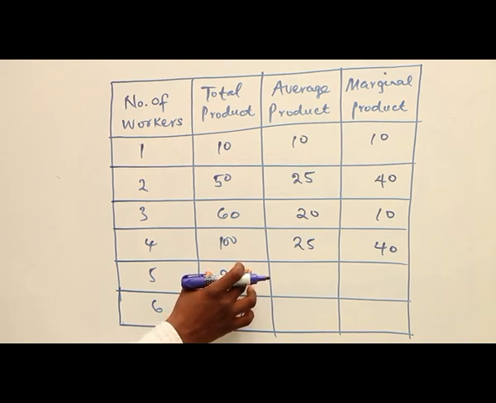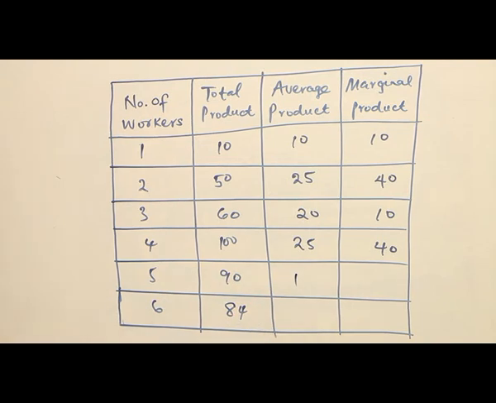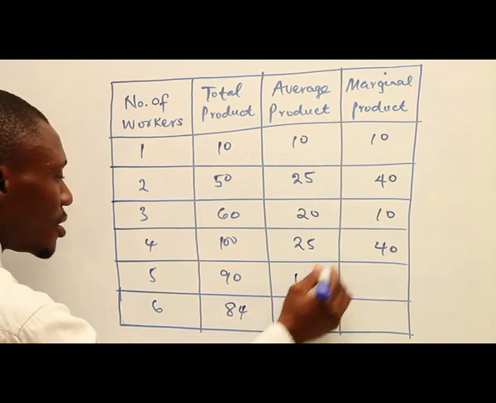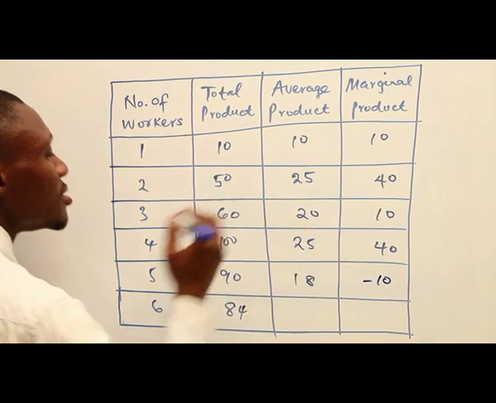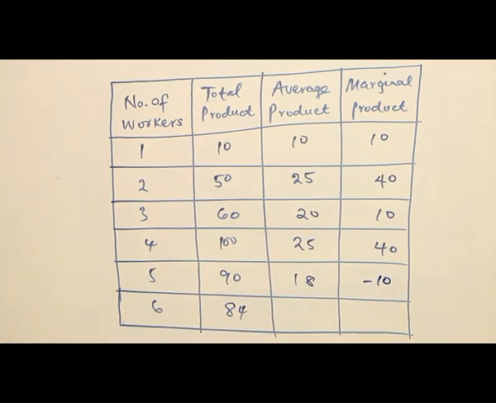What is going to be the average product? We divide 90 by 5. Here we have 18. What is the change? It's going to be minus 10, because there is a decrease in total product from 100 to 90.